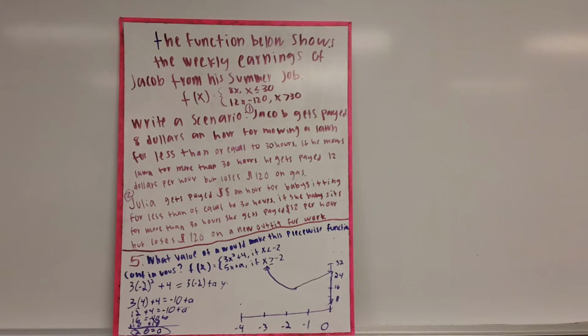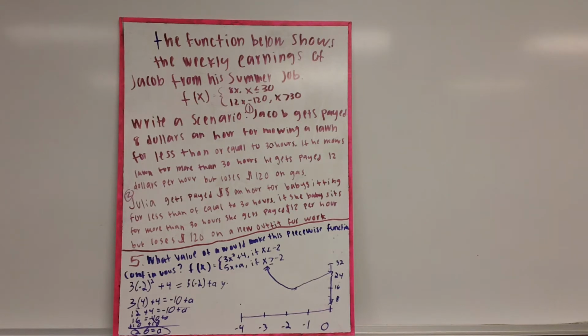We had number 3 on the homework, and it said the function below shows the weekly earnings at Jacob's summer job, and they gave us f of x is 8x, and x has to be less than or equal to 30, and then 12x minus 120, and x has to be greater than 30.